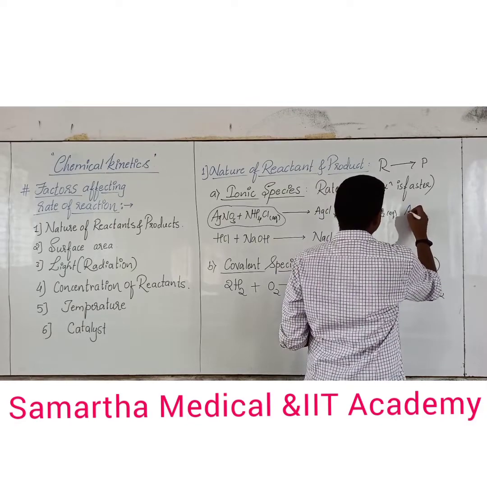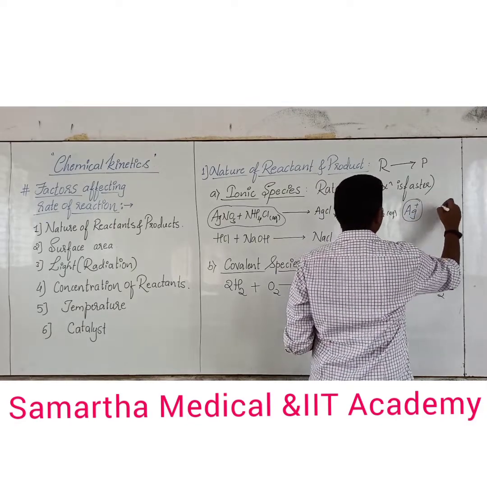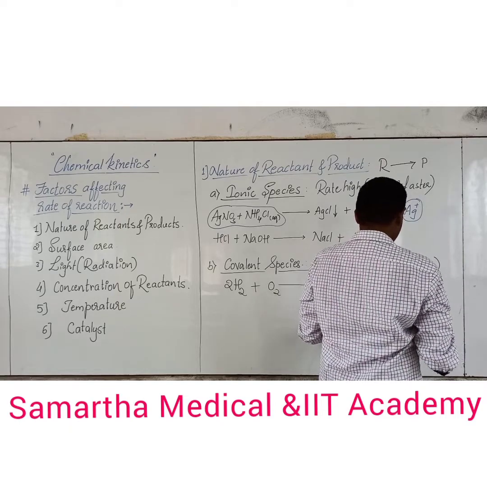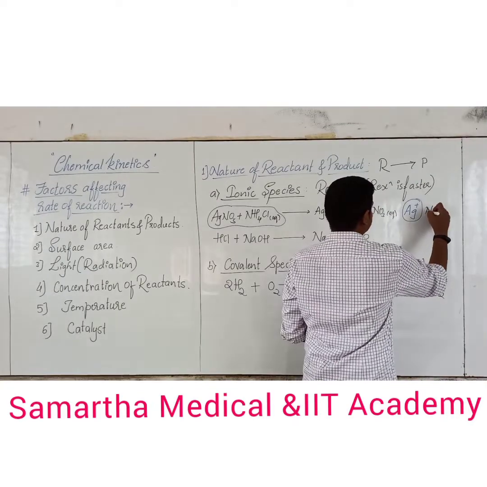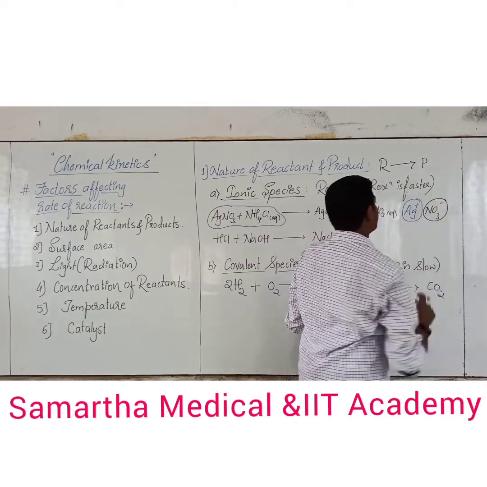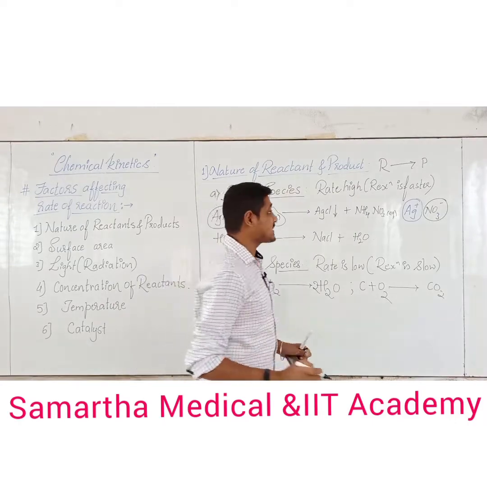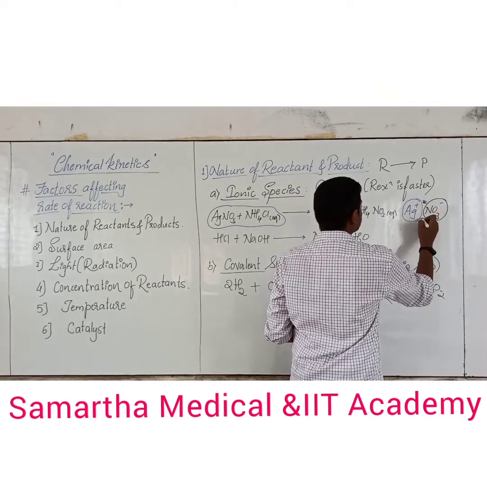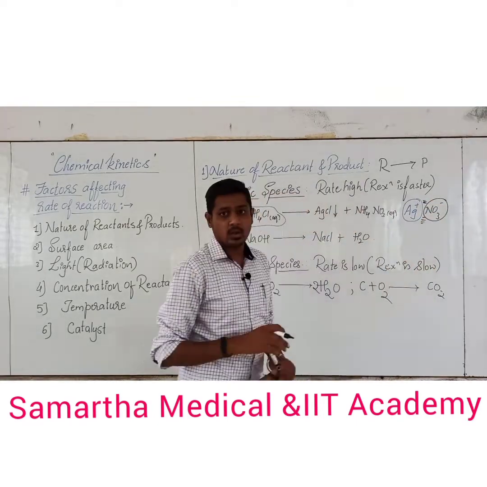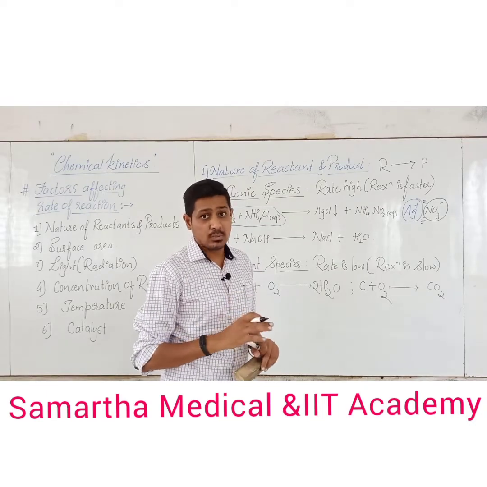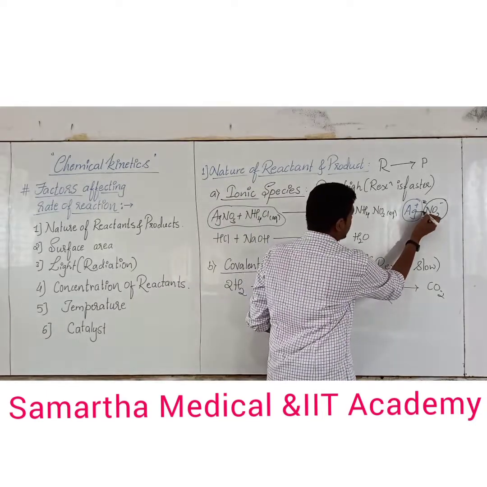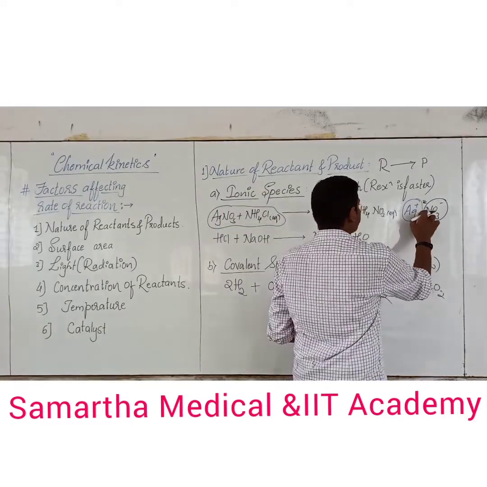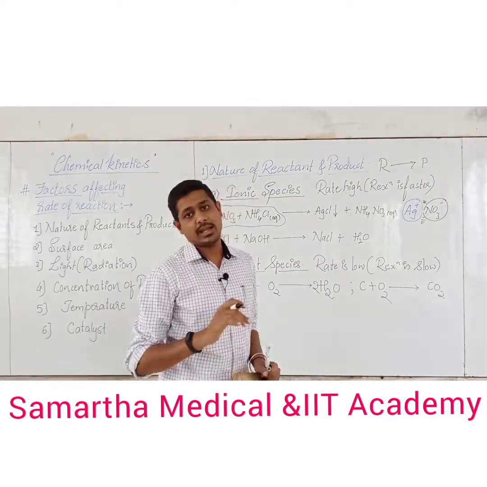See, Ag+ is one ion and NO3- is one more ion. There is no actual bond existing between them. It is just a force of attraction between these two, cation and anion. That force of attraction is very strong, but there is no actual bond like this. Means between Ag and NO3 there is no actual bond. There will be a force of attraction between a cation and anion.